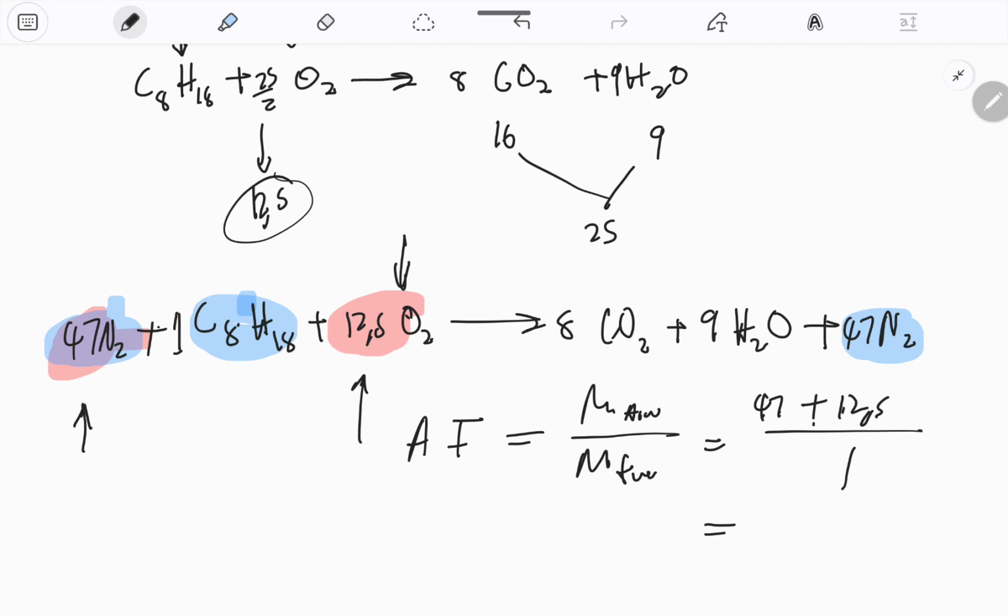Then if we compute that, I think you should get 59.5 kilomoles of air all over kilomoles of fuel, octane in this case.